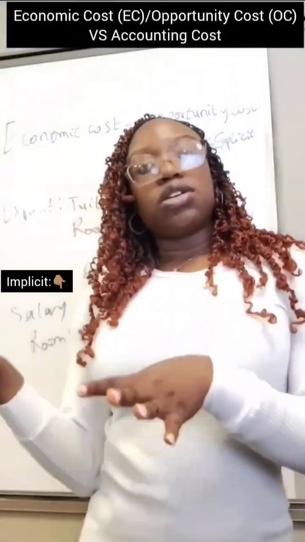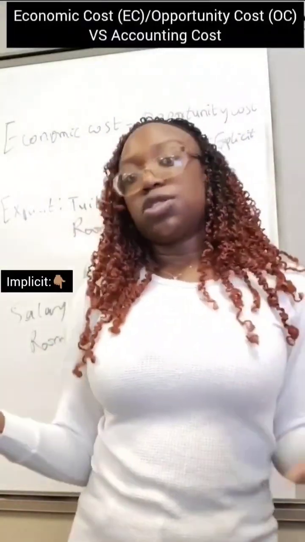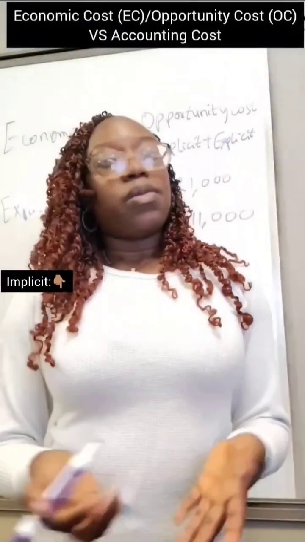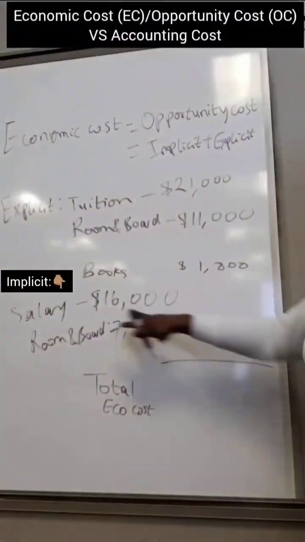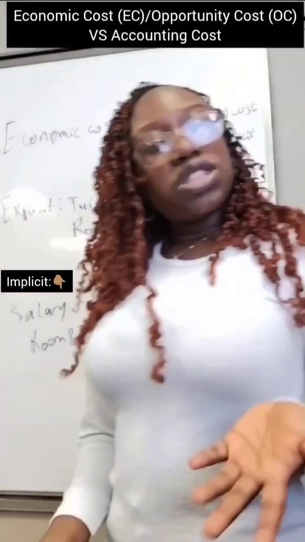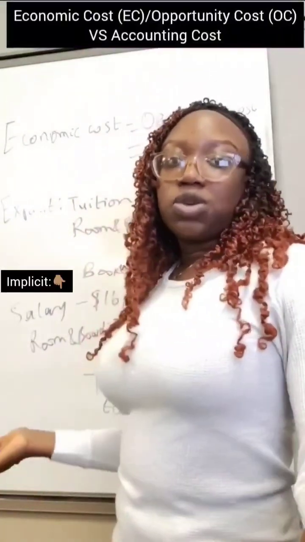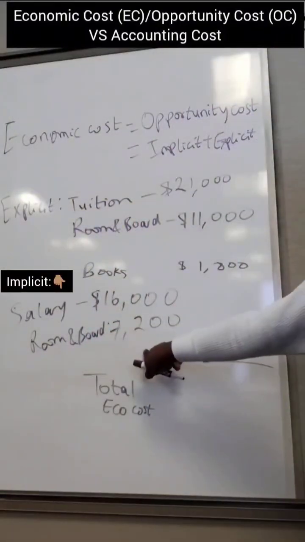However, if you weren't in school, your next best thing you'll be doing is to probably work and get paid on the job. How much would you get paid on the job? Let's assume you're getting paid $16,000. Okay. You will still need a place to stay, right? You still need to pay for rent, even if you weren't in school, right? Let's assume that is $7,200.